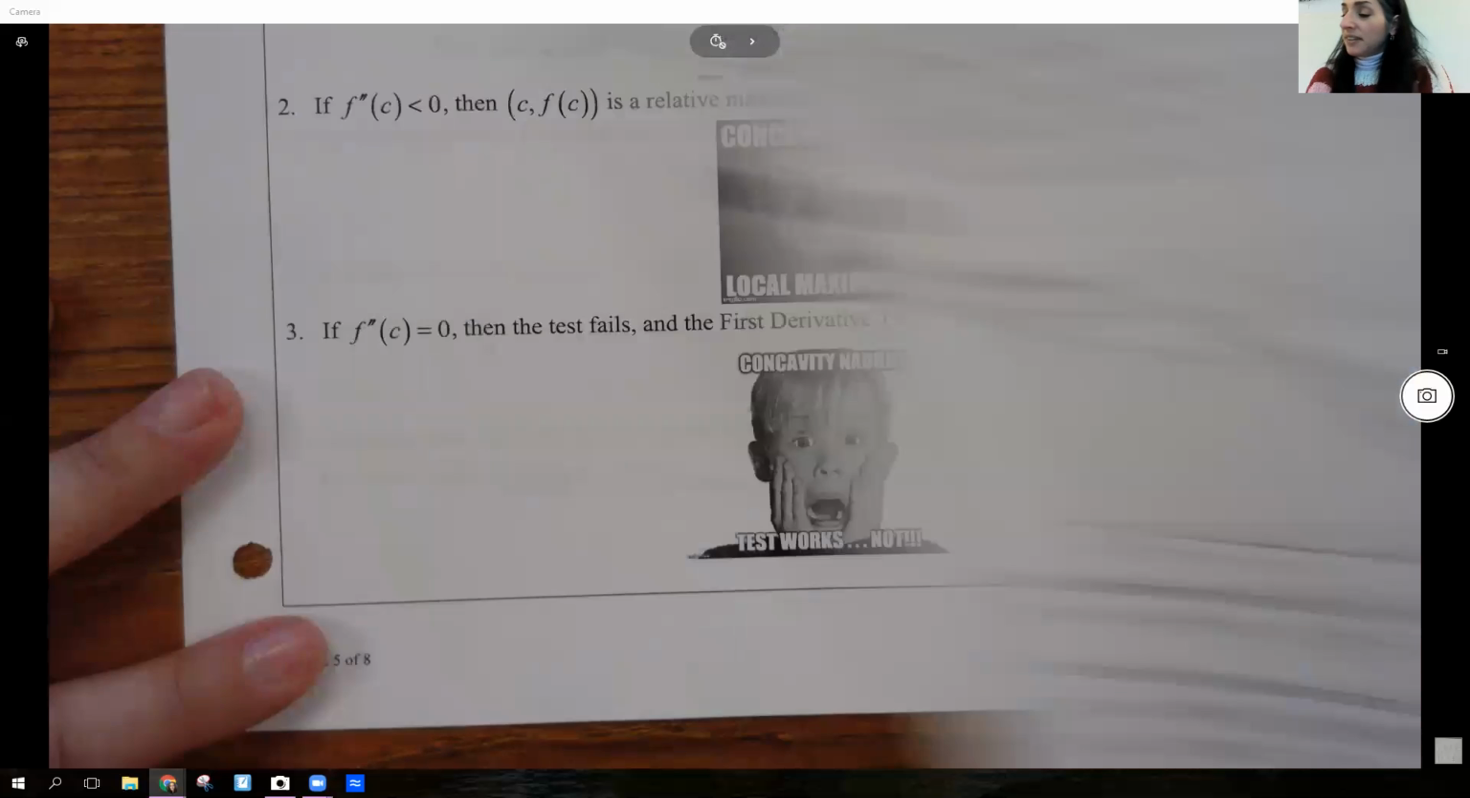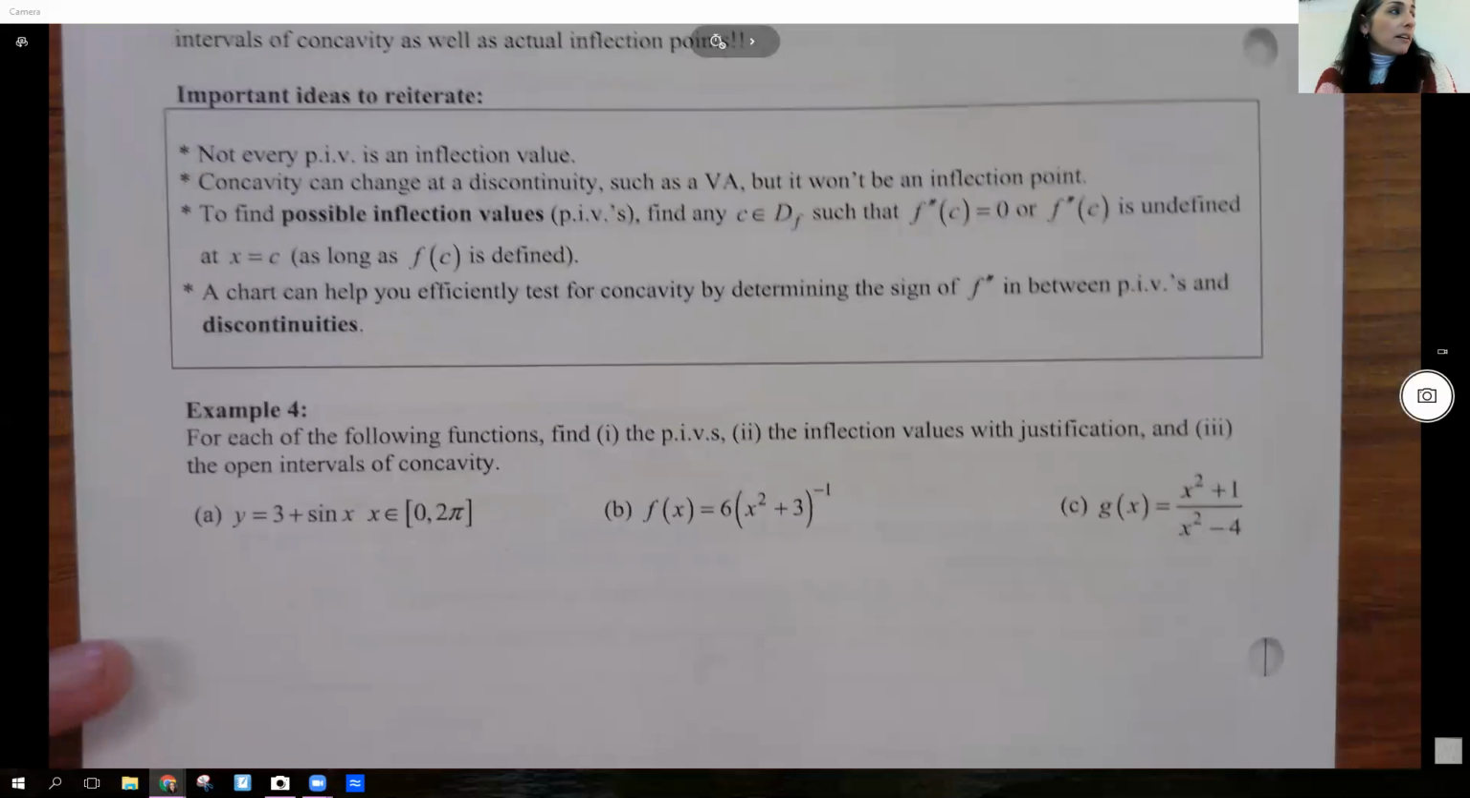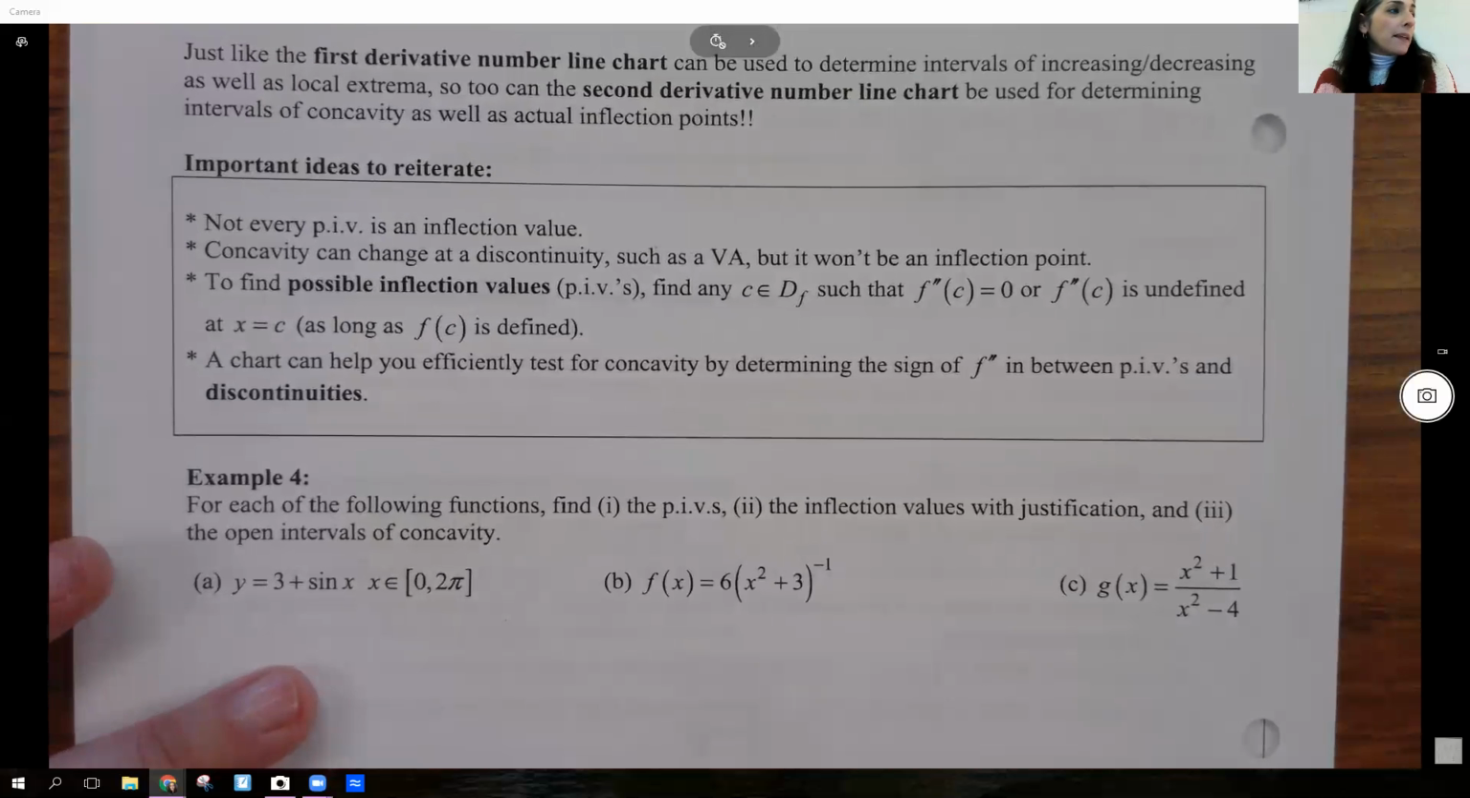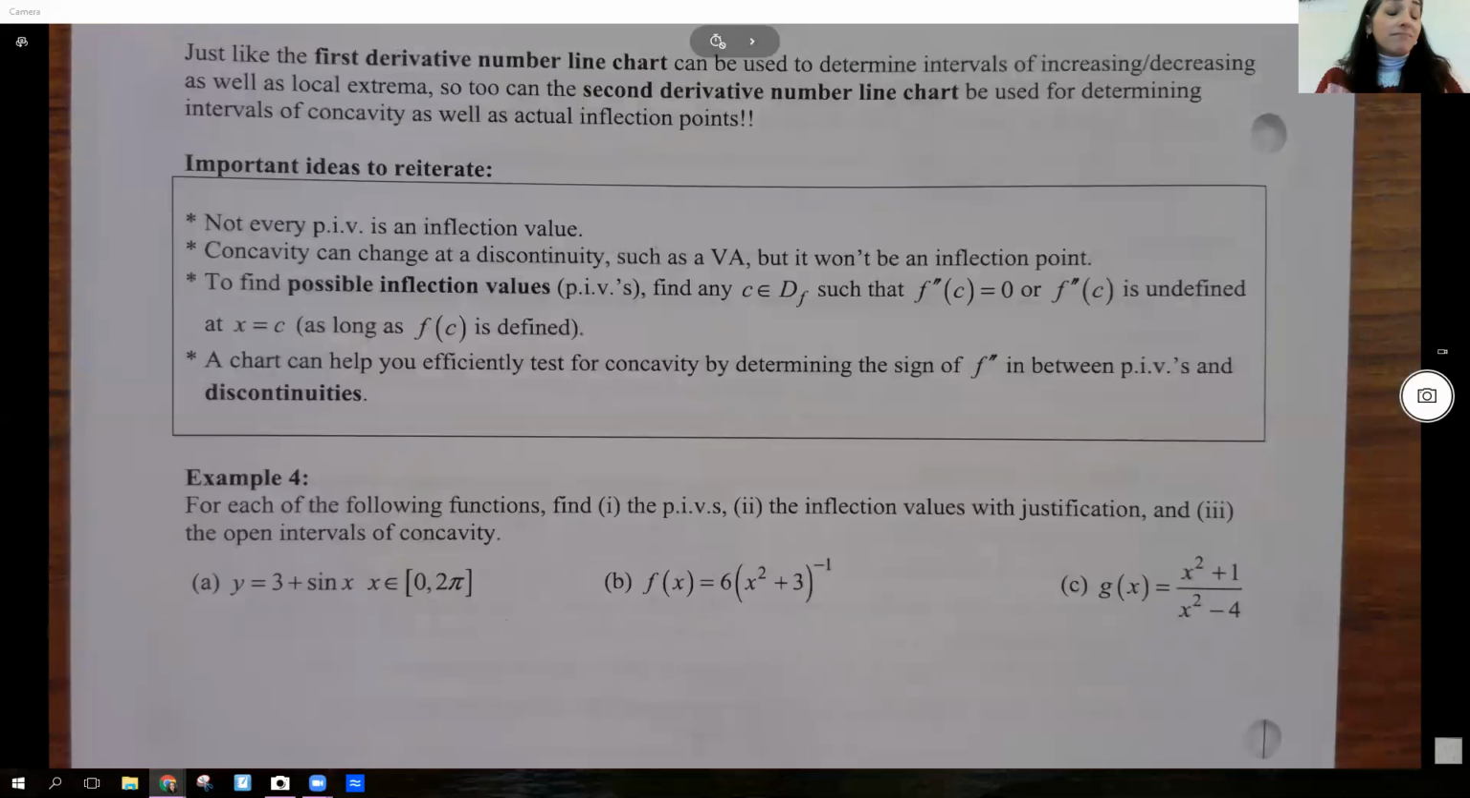Okie doke, moving on. So now we are on the back, another box. I would just take a screenshot of that box or highlight it, okay? So things to go over again. Not all possible inflection values end up being inflection values. Concavity can change at a discontinuity, but it's not going to be an inflection value like a vertical asymptote. A vertical asymptote can't be an inflection point because there's no point there.